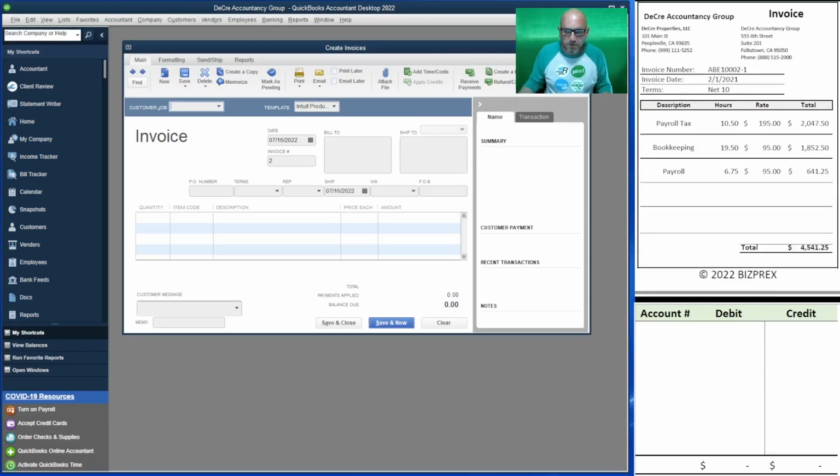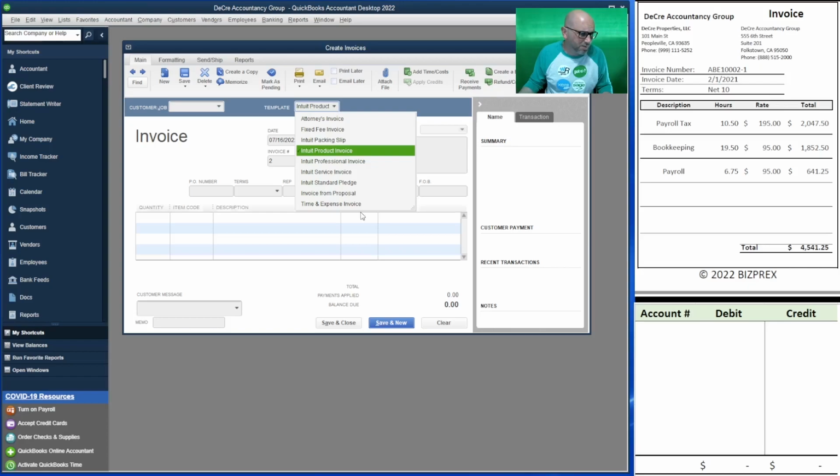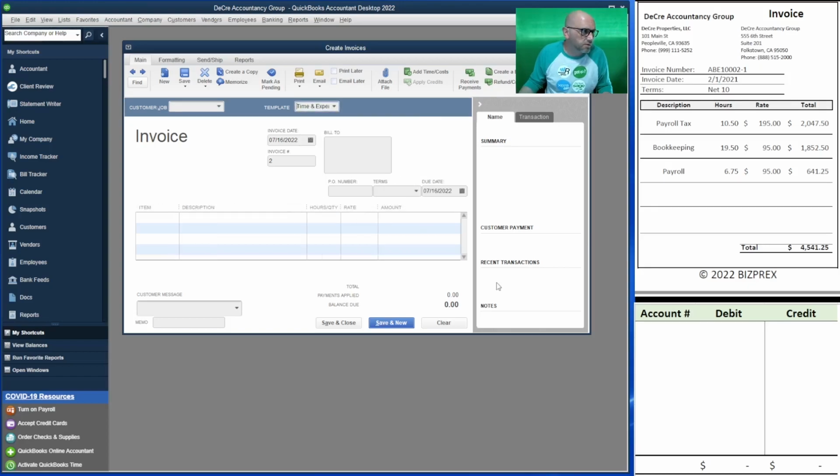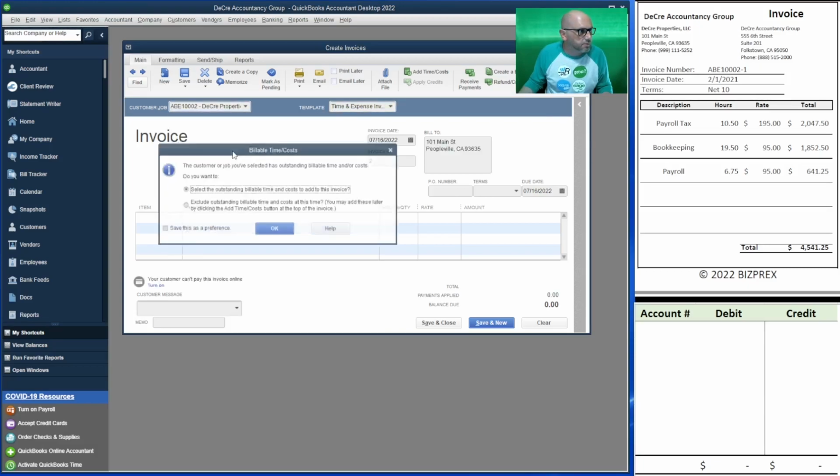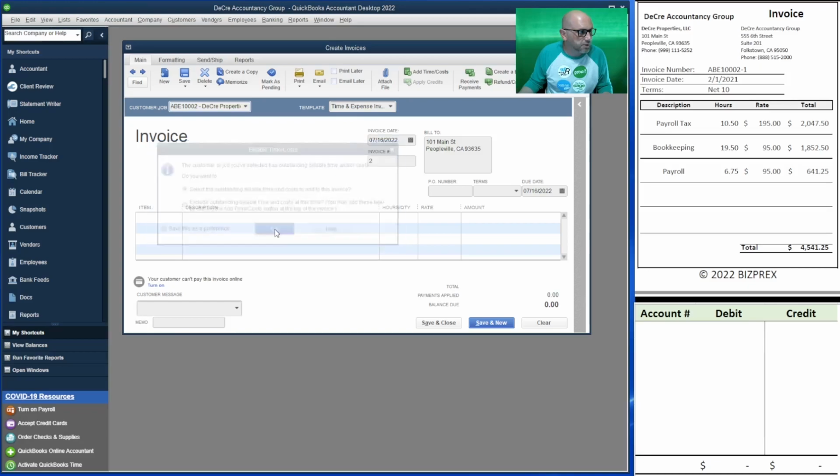All right, so here it is, our invoice from DeCre Accountancy Group to DeCre Properties LLC. Here we get to pick a template. Typically, time and expense is the easiest. An attorney template would probably do too, and that's fine. So again, our customer job, that's Abe 1002, so it should be that one. Select outstanding billable.